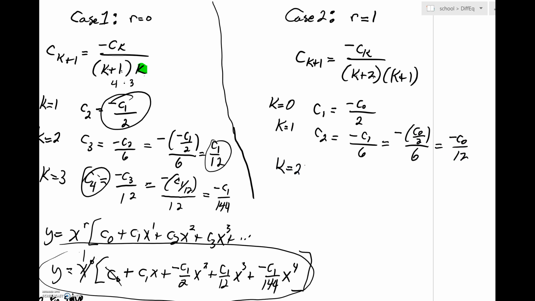And I think you can see what's happening. You can pretty much quickly generate some more. We get negative c sub 2. And yes.